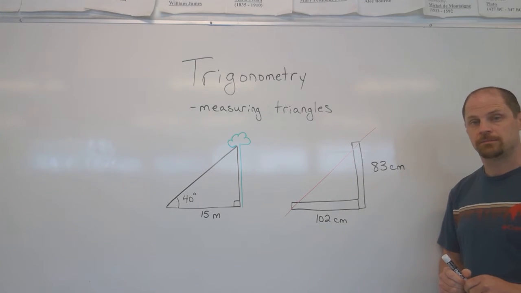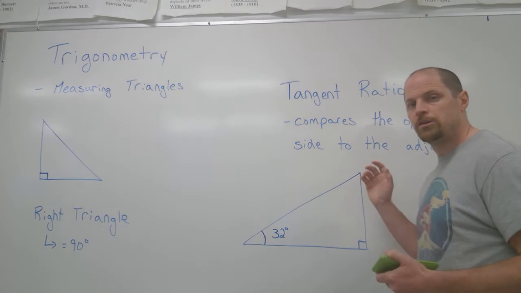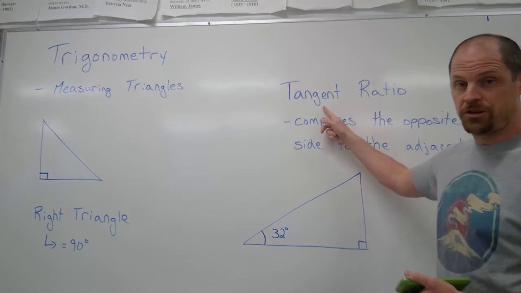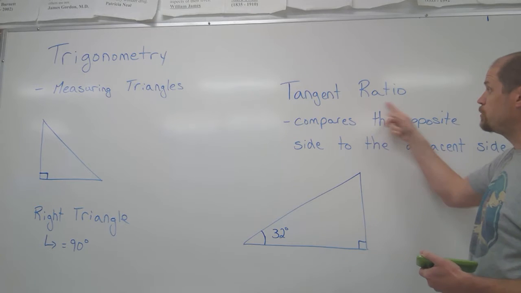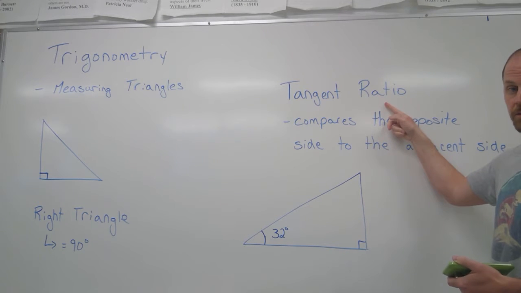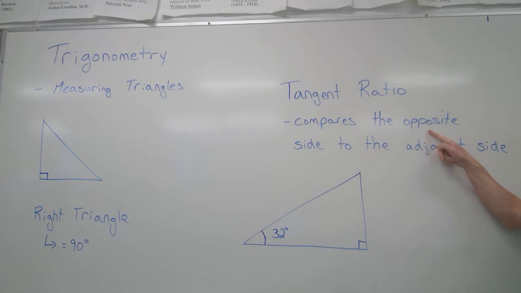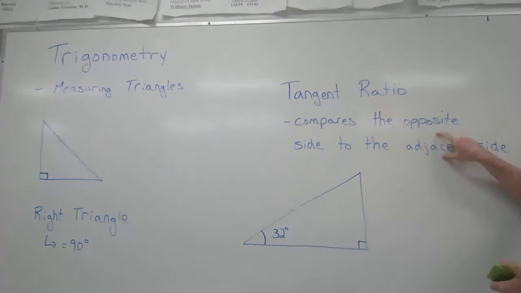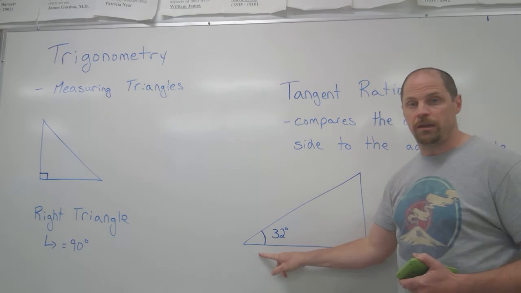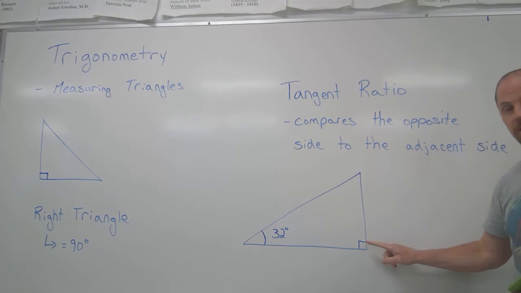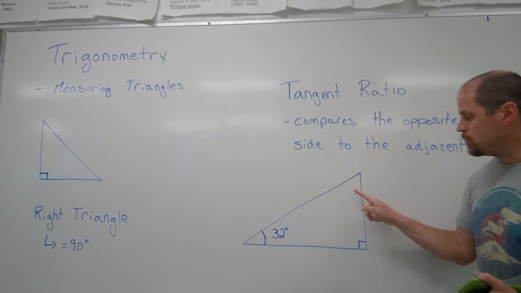The first thing we're going to learn in trigonometry is called the tangent ratio. A ratio is comparing two things. And for this particular ratio, we're going to compare the opposite side to the adjacent side. We have to start with our chosen angle. Now, we can never choose the 90-degree angle. It has to be one of the smaller ones.